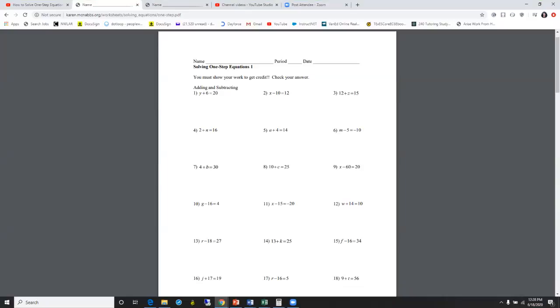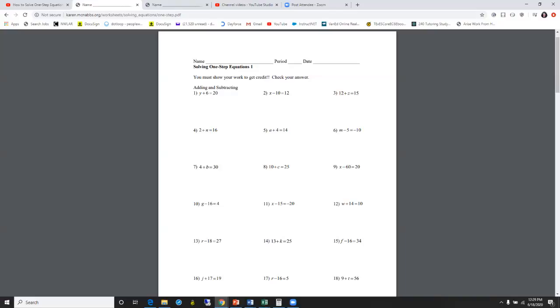On the one-step equation, you always do the opposite, the inverse operation of whatever is being done to that variable in order to get the variable by itself. And that means that if you got y plus 6 equals 20 on your worksheet, you're trying to get that variable by itself. Now, always, we want to keep it balanced, as he said. Whatever you do to one side, you want to do to the other side. And then he also showed you how we check that to make sure that problem is correct.